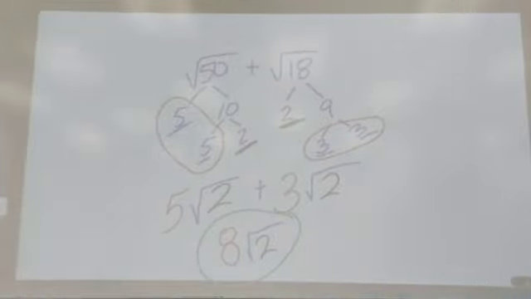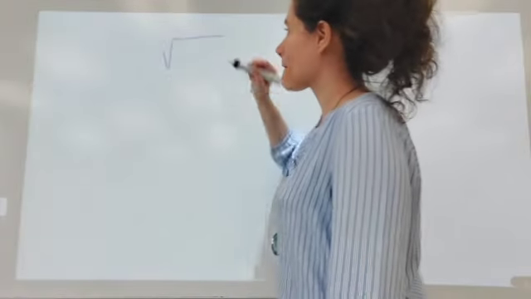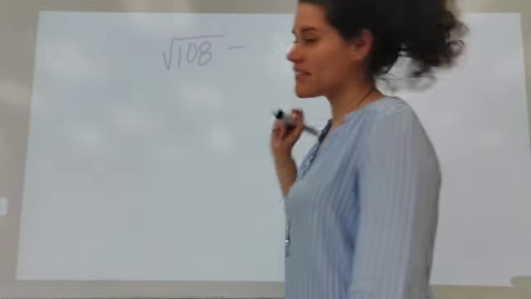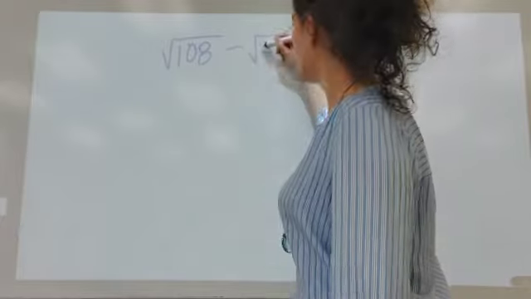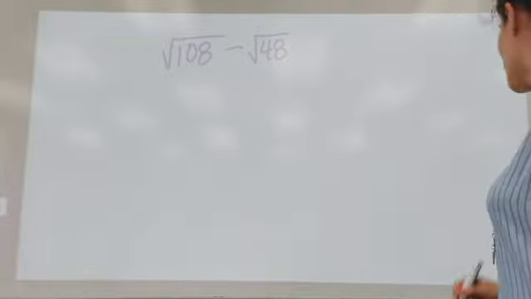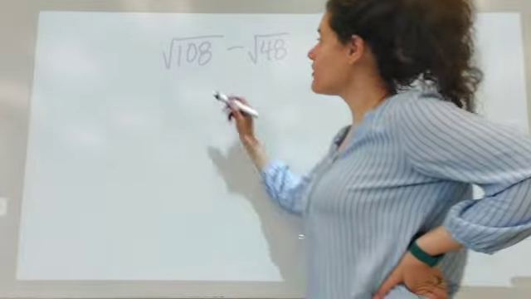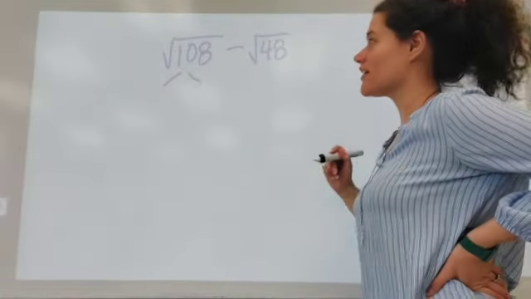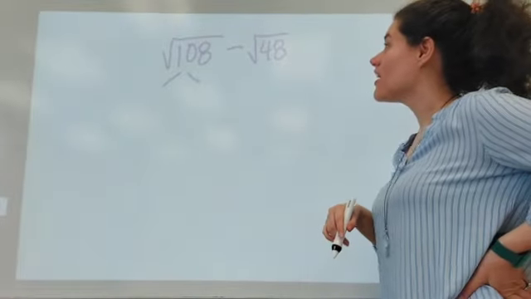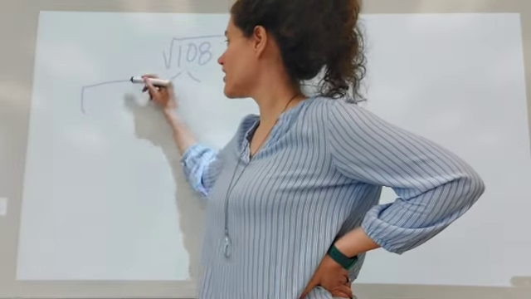All right, let's look at another example with subtraction. So maybe I'm going to do the square root of 108 minus the square root of 48. So let's split that one up. Okay, so square root of 108, maybe we're not so sure what it splits into. So let's see if we divided it by 3.